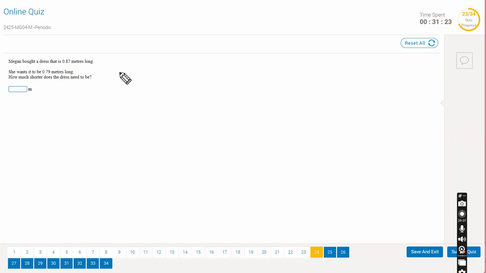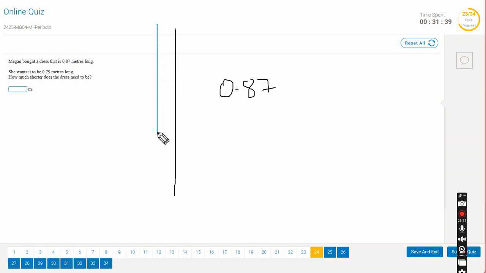Here, they're saying Megan bought a dress that is 0.87 meters long. She wants it to be less, 0.79. The whole dress is 0.87. These are not exact measurements, I'm just making them so you can understand. She wants to cut this part off, right? So what do we do? We subtract from 0.87.